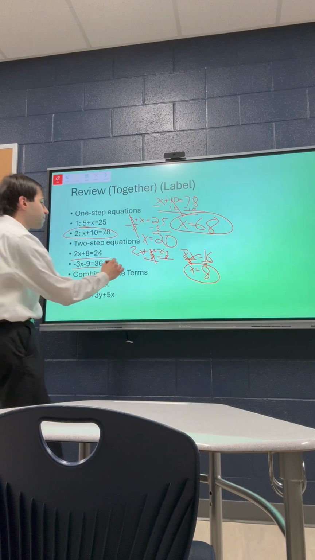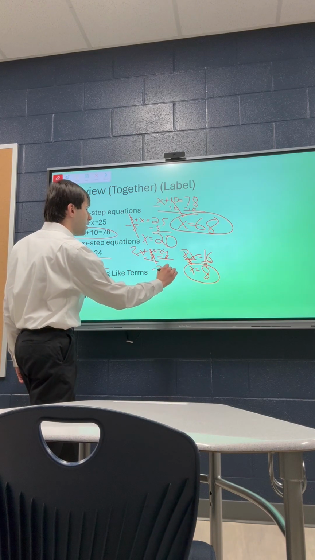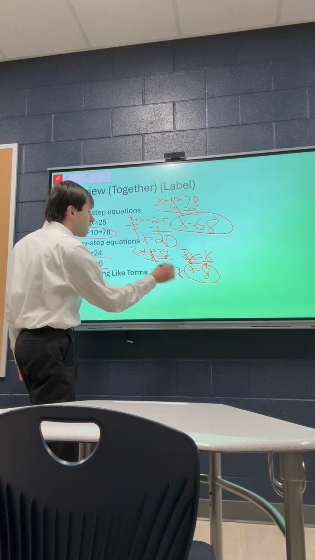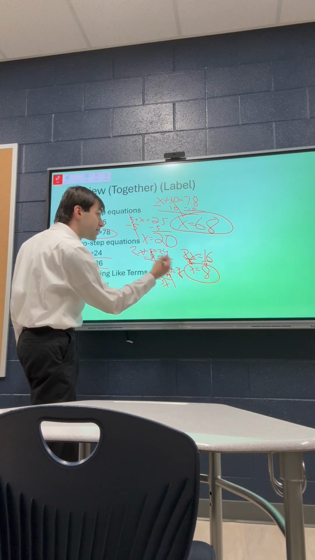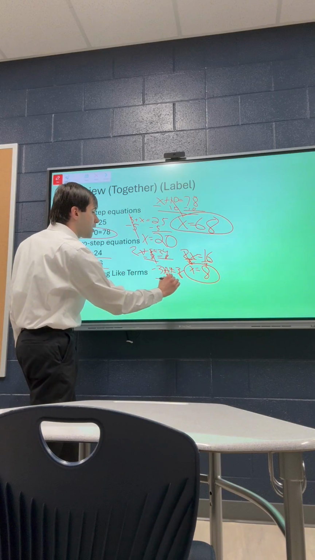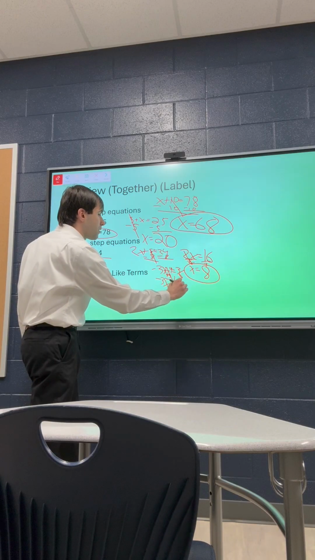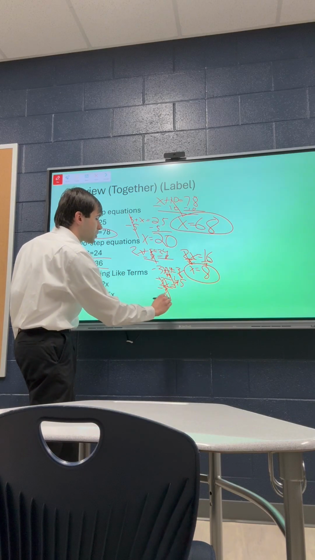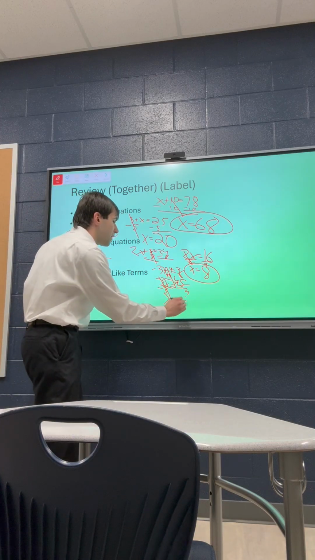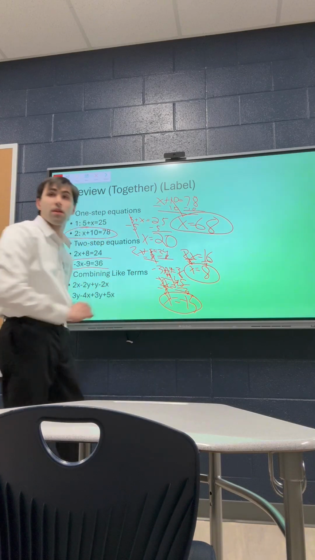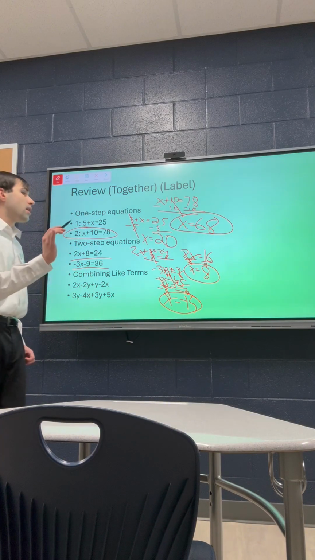Negative 3x minus 9 equals 36. Very similar to this question. Cross it out. Negative 9 plus 9 is 0. Cross it out. And then we get 36. 36 plus 9 is 45. Divided by negative 3 to get x alone. 45 divided by negative 3 is negative 15. And that's what we get. Just 2 steps, basically the same thing as the 1-step equation.